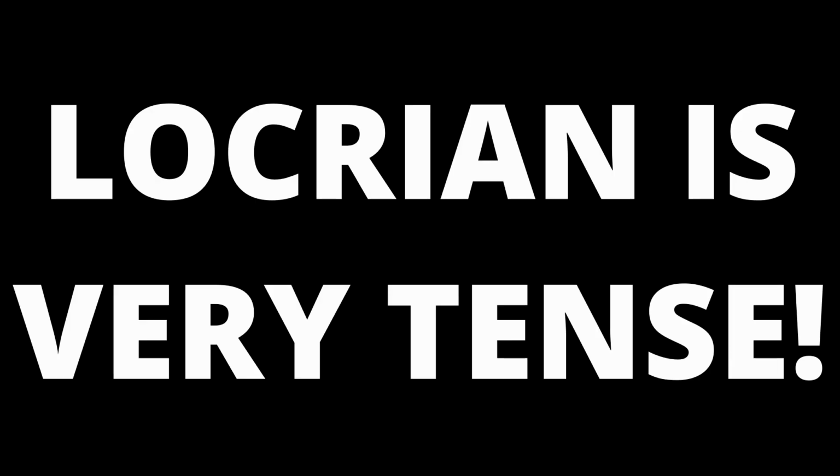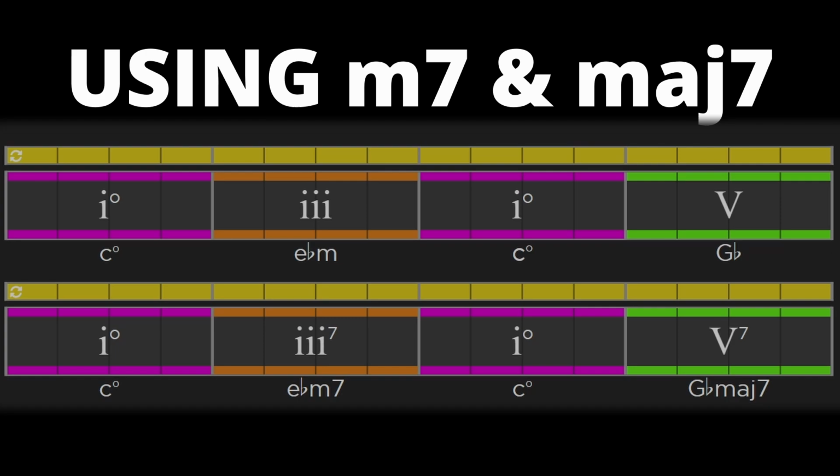As we know now, the biggest problem with Locrian is the tense diminished feel that wants to resolve. In order to smooth this out a little, we can use minor and major 7th chords. Let's take an earlier progression and swap in the minor and major 7th chords. See how this changes the sound.